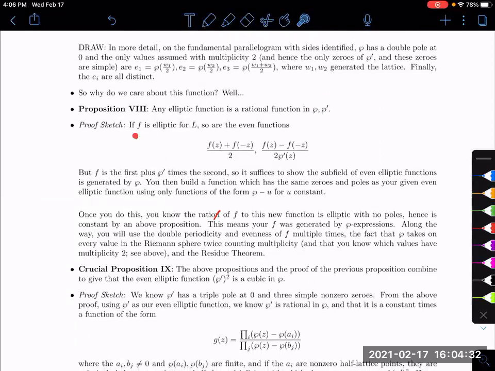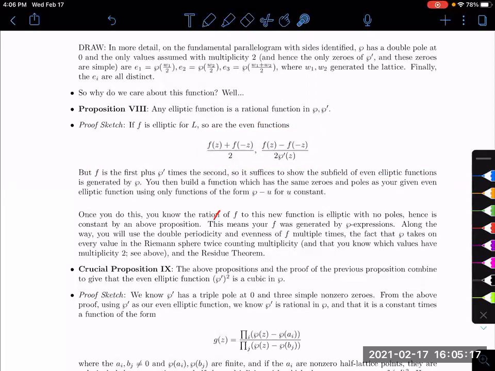So basically, take an elliptic function f. If f is an elliptic function, then (f(z) + f(-z))/2 and ((f(z) - f(-z))/2) over phi prime of z are also even elliptic functions. And that's easy to see. And not only that, but f is the first guy plus phi prime times the second guy. And so really it suffices to show that the subfield of even elliptic functions is generated by phi, okay? Because all the rest of the elliptic functions are taken care of by this relationship here.